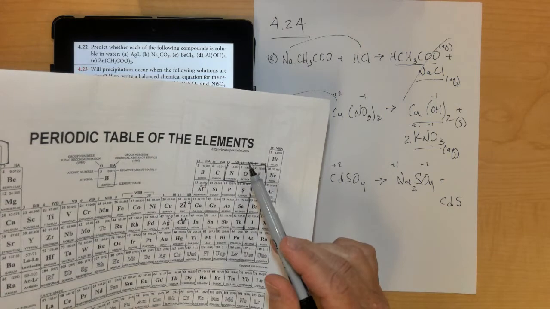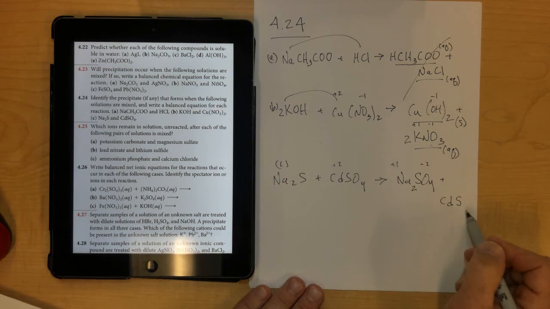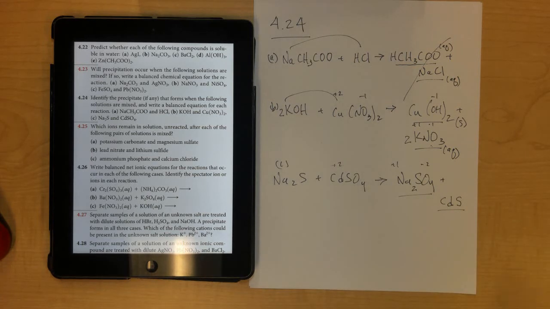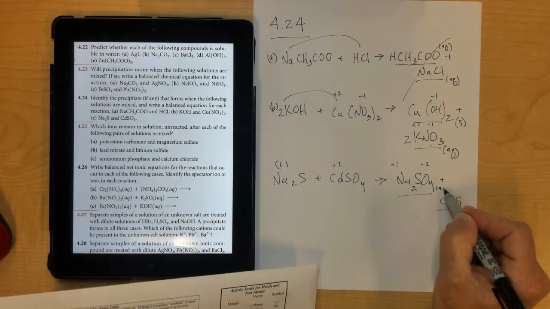Sulfur's in this group. It's usually almost always -2. Well, not always, but most of the time. So it's just CdS. Now we have to go through and decide whether those guys right there are soluble or not. So looking on your periodic table, all sodium salts are soluble. So this is going to be aqueous right here.